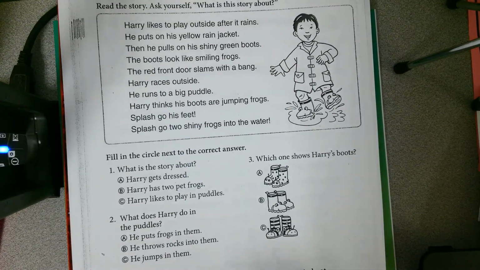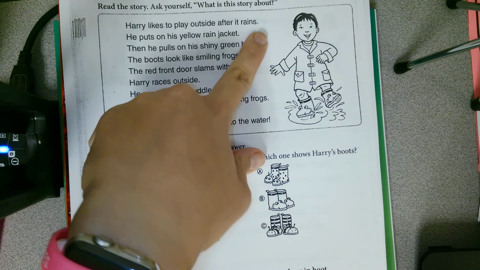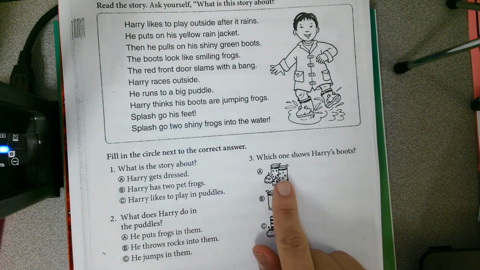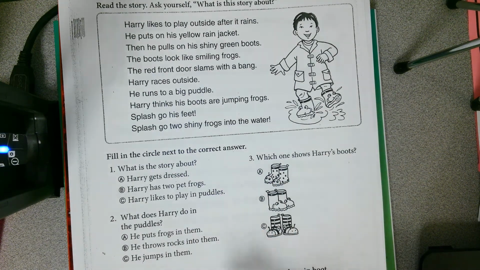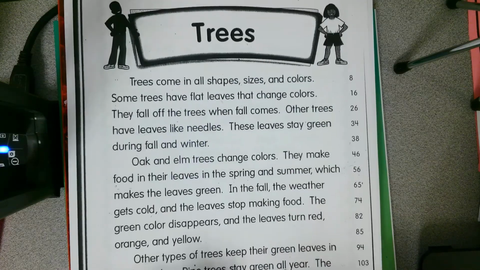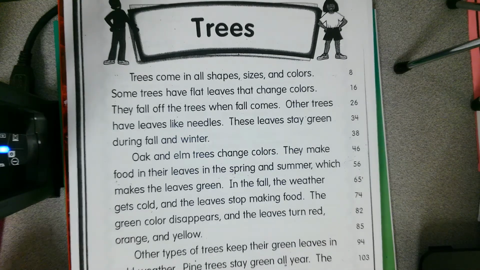All right, next we have a passage, and it starts with Harry likes to play outside after it rains. So it looks like we're going to read about Harry playing outside in the rain, and then we're going to answer our 3 questions about our story. Next, our reading passage for today to practice our fluency is trees. Set your timer for a minute and see how far you can get, and then you could do it again to challenge yourself and see if you can make it farther.